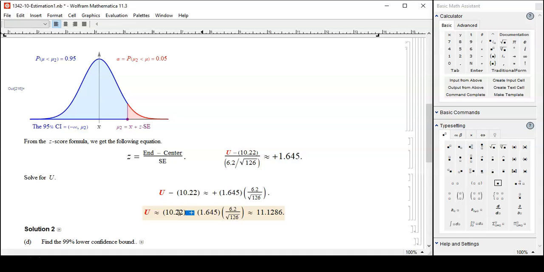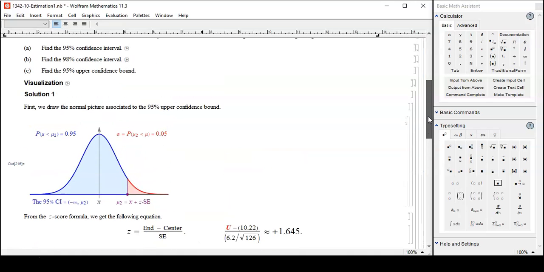And what do you have? 10.22 plus the margin of error. In the end, this is what we get: 11.1286, rounded appropriately, depending upon what kind of decimal digits you want. That's the upper confidence bound. The 95% upper confidence bound.